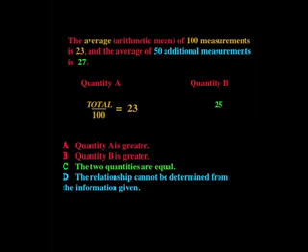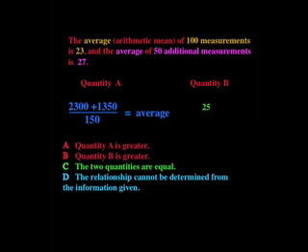The average of 100 measurements is 23, so that's the total divided by 100 equals 23, so the total equals 2300. Now we have the average of 50 measurements, which is 27, so that's the total divided by 50 equals 27, so the total equals 1350.